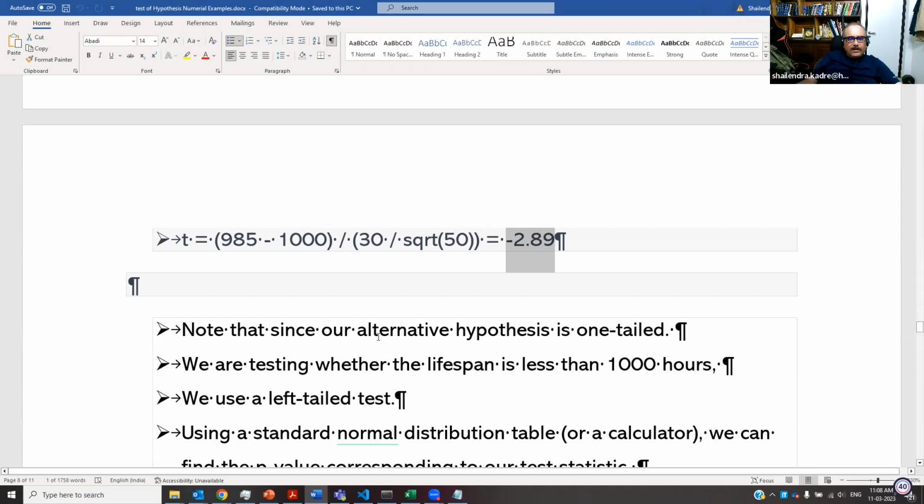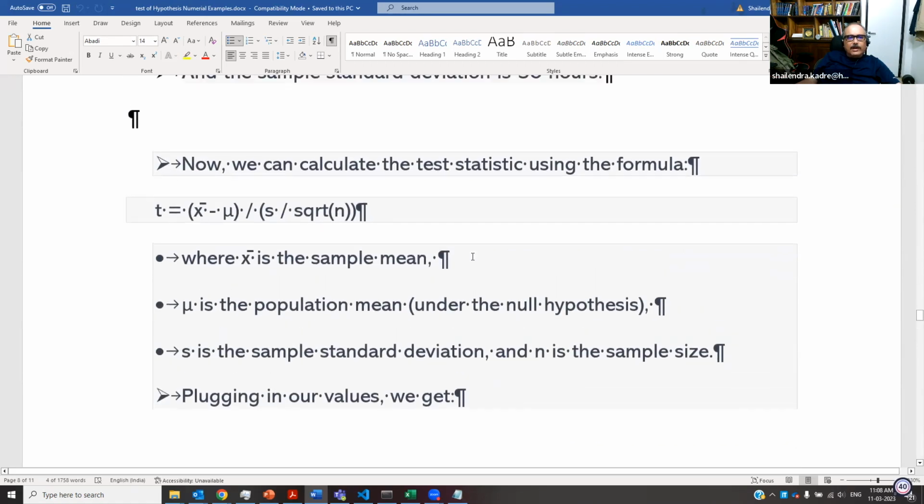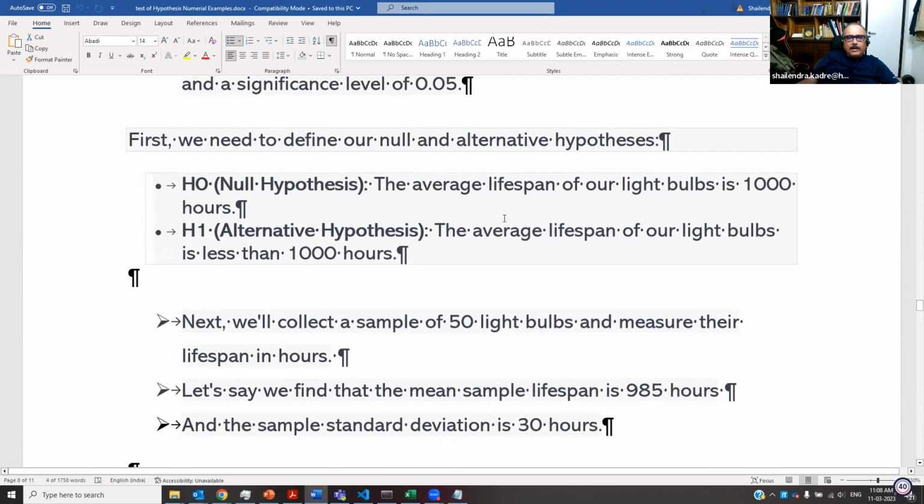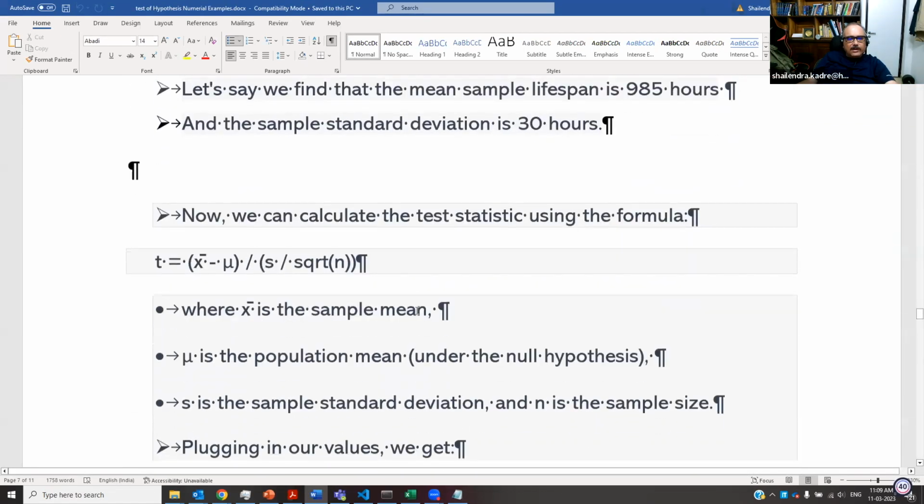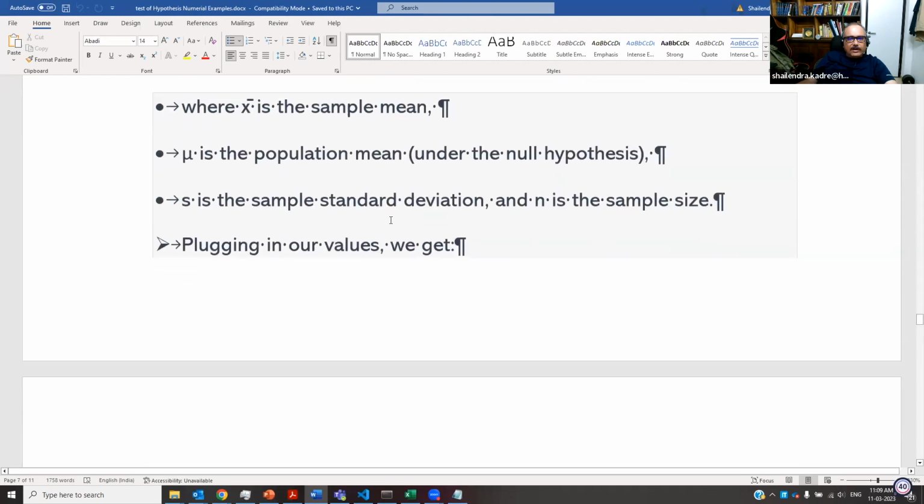Okay. So our alternate hypothesis is one-tailed. Why one-tailed? Because we are assuming that the average lifespan of the bulb is less than 1000 hours. Less than means it is on the left side. If we put not equal to 1000 hours, it can be either less or more, so it will be a two-tailed test. If we put greater than 1000 hours, that will be a right-tailed test. Right now we are assuming that it is less than 1000 hours, so it is a left-tailed test.